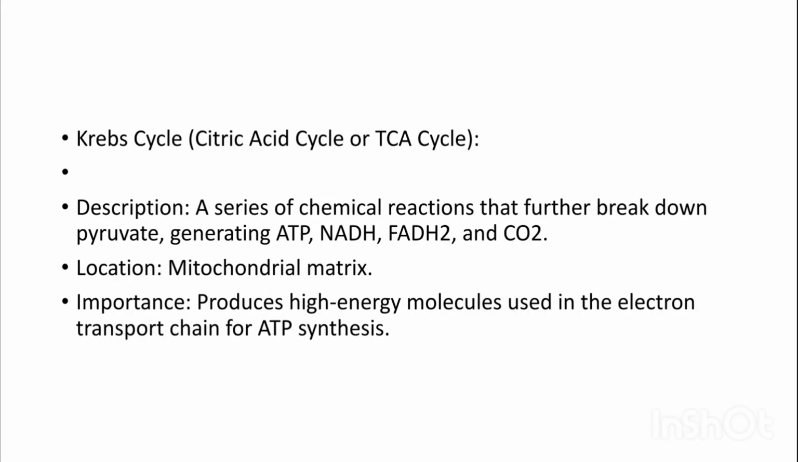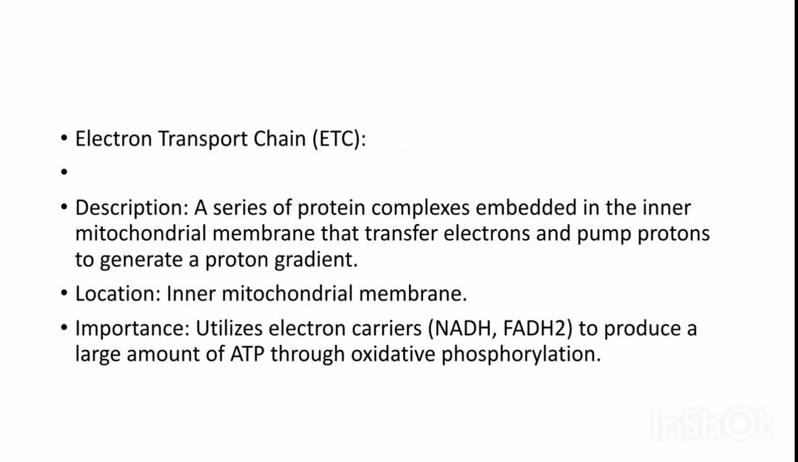Next, Krebs cycle, citric acid cycle or TCA cycle. Description: a series of chemical reactions that further break down pyruvate, generating ATP, NADH, FADH2 and CO2. Location: mitochondrial matrix. Importance: produces high energy molecules used in the electron transport chain for ATP synthesis.